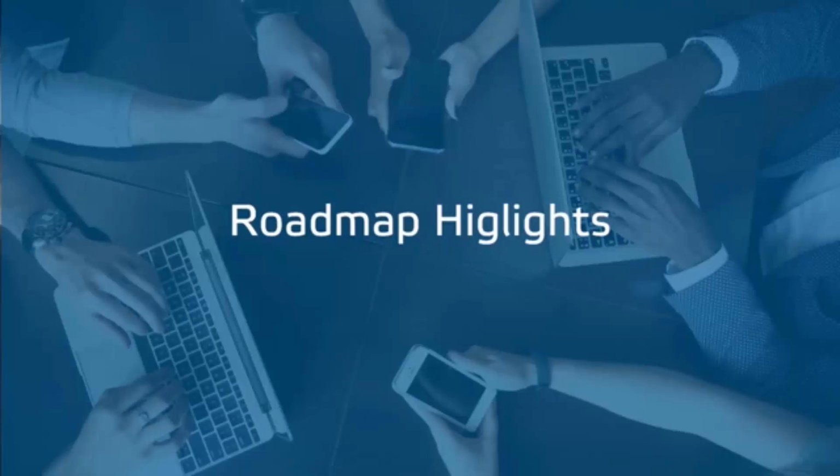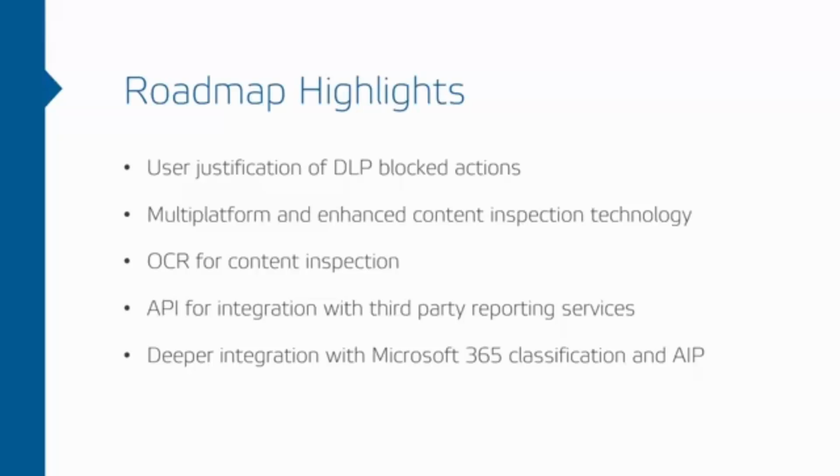The other features you can all read about, but now finally for my part, I would like to go through some roadmap highlights related to topics that we are working on actively and that you can expect in the next version that we'll probably introduce at some point in 2021. So we are working on user justification of DLP blocked actions. You can imagine this as DLP blocking a user operation and the user having the possibility to override such blocking and performing the action anyway, with giving some justification for why they are performing the action.